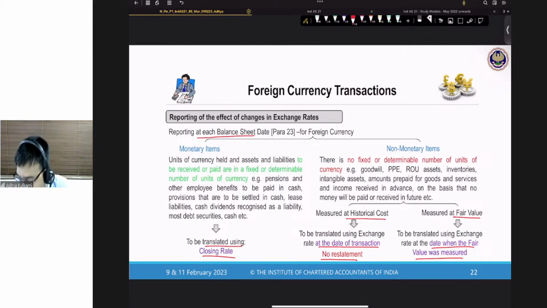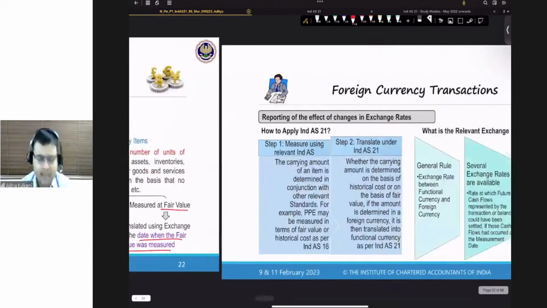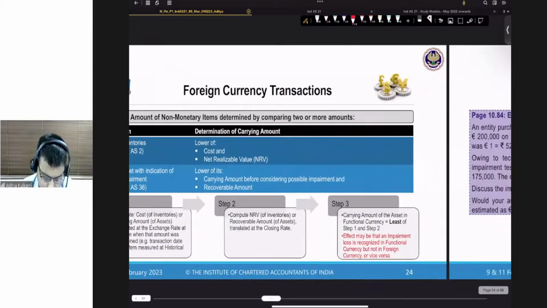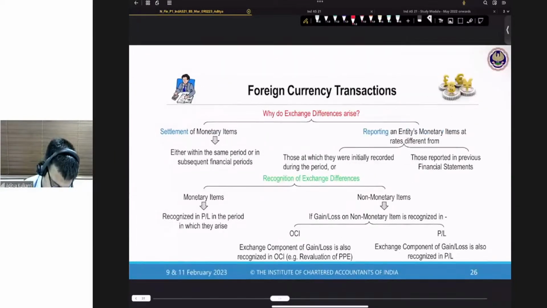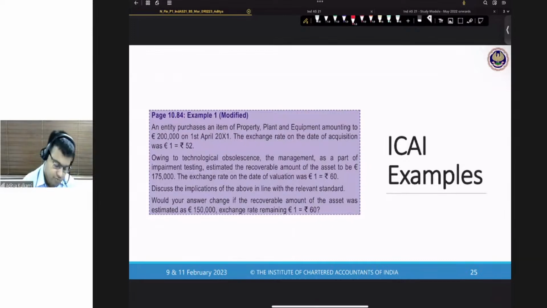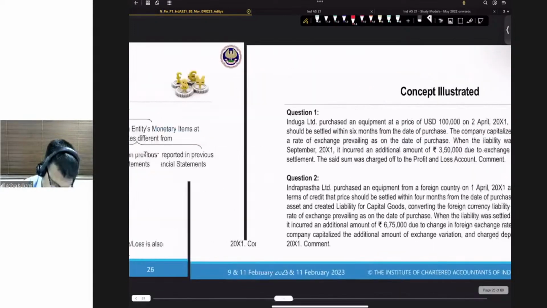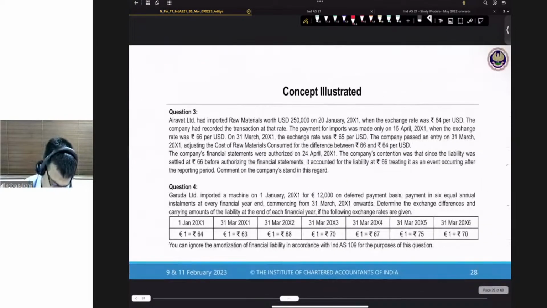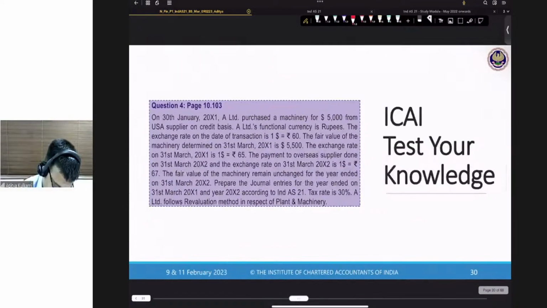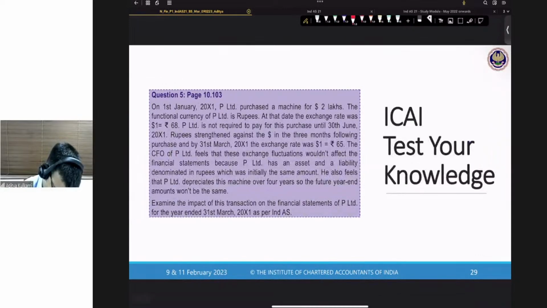Yes, are you able to follow? So I'm going a little fast in that regard, because it is fairly simple. All right, now we move on to some questions. Though there are many questions, since you have these questions in your study module, we will look at these questions. Okay, all right.